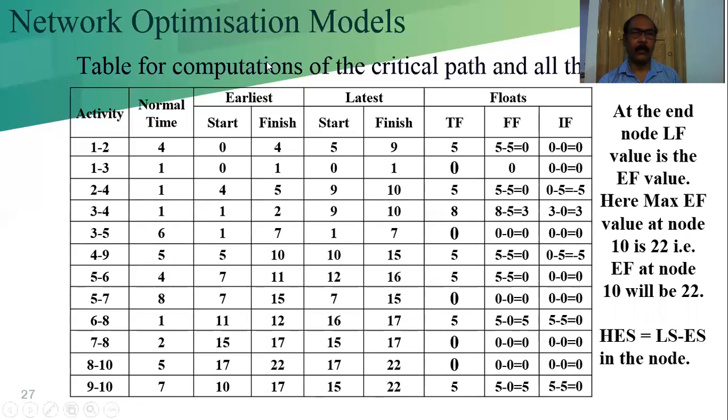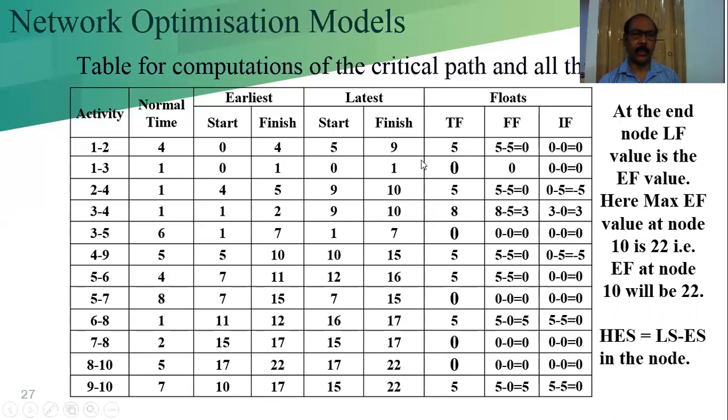Now in this, for the critical path, of the floats. Now we are calculating the floats. At the end node, this is HES, which means head event slack. Here is no space, that's why I am writing it here in short form. Total float we can calculate. See, 5 minus 0, 5 minus 0 is 5.